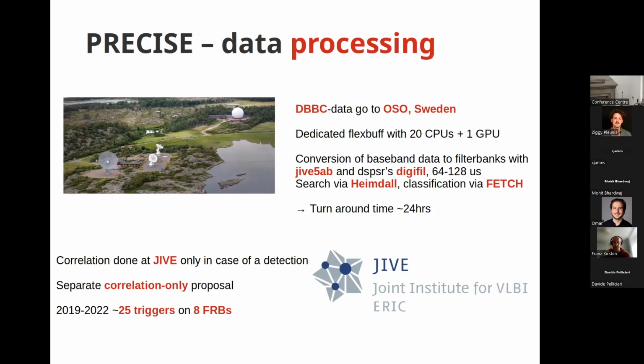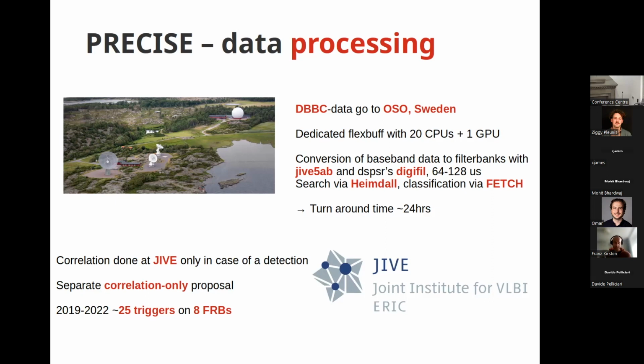It's a moderate machine, 20 CPUs, 1 GPU, and we just convert those baseband data to filterbanks. And we then search the data with Heimdall, classify with FETCH. And typically we search our data at 64 to 128 microseconds, depending on the DM, because we dedisperse incoherently, so there is a limit to the time resolution we can search. And typically it takes about 24 hours between the end of an observation and us knowing whether or not we had a burst.